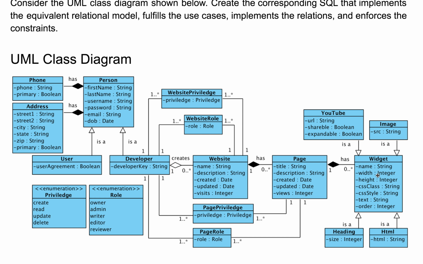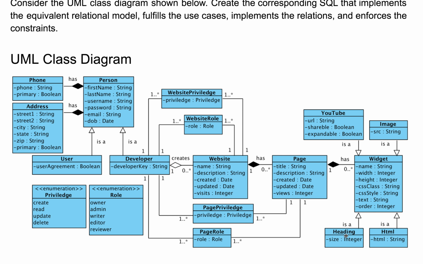Here we have a widget. It's a base class, right, that keeps track of all the common attributes of all widgets. All widgets have names, widths, heights, classes, styles, text, and the order. And then you have special cases where you have YouTube, images, headings, and HTML, which all inherit from this base class that add their own specific attributes, such as URLs, whether they're shareable, whether they're expandable into full screen. You have images with sources, HTML with the actual HTML string containing there, and the size of that particular heading.